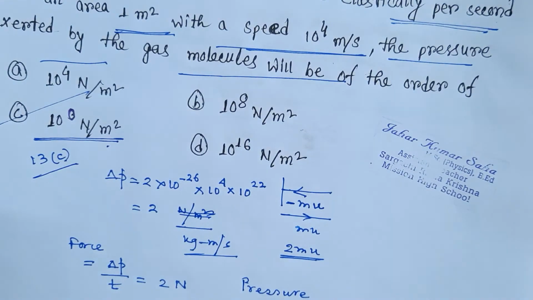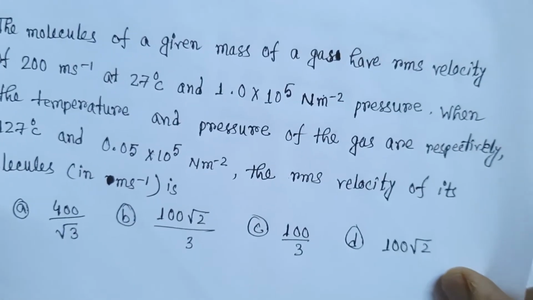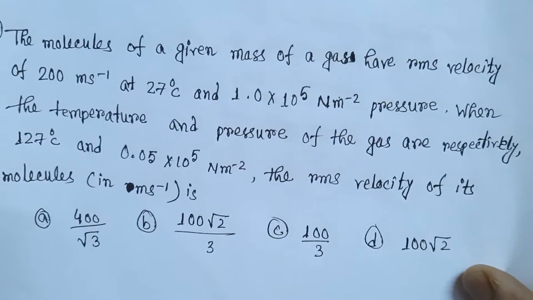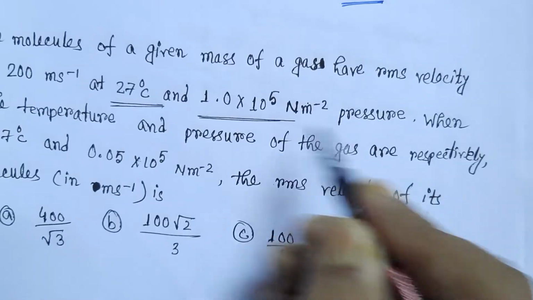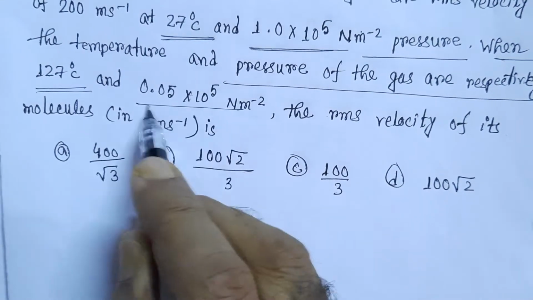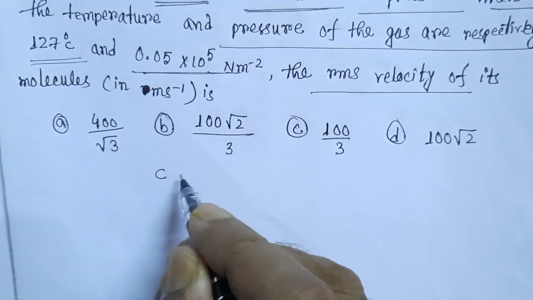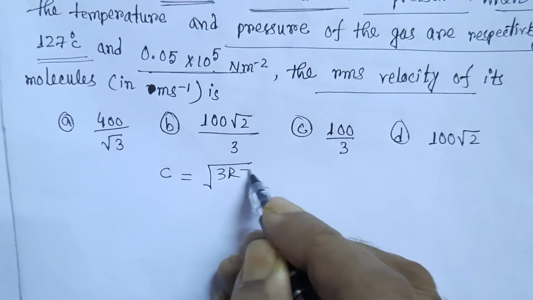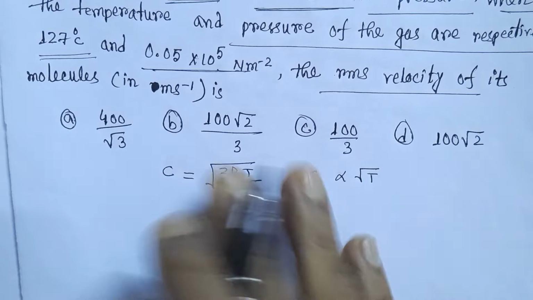Now see the question number 14. In the question number 14, the molecules of a given mass of a gas have RMS velocity of 200 meter per second at 27 degrees centigrade and 1 into 10 to the 5 Newton per meter square pressure. When the temperature and pressure of the gas are respectively 127 degrees centigrade and 0.05 into 10 to the 5 Newton per meter square, the RMS velocity? We know that RMS velocity C equals root over 3 RT by M. Here the expression is pressure independent. So C is proportional to root over T.